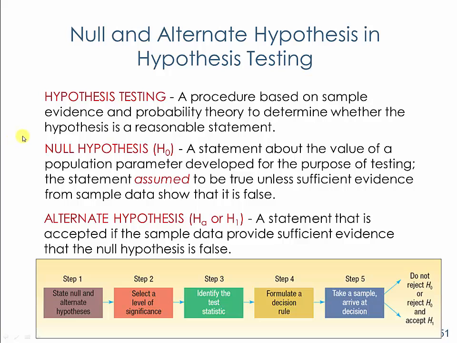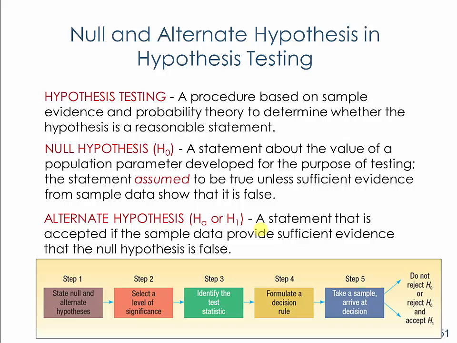We want to say that we think something is going on, or ask how likely it is that something is going on. So a null hypothesis is a statement about the value of a population parameter developed for the purpose of testing. The statement is assumed to be true unless sufficient evidence from sample data shows that it is false. In other words, the null hypothesis is what we're trying to nullify. The way to think about it is that the null hypothesis is when we think that nothing is going on, and we're trying to say that we think something is going on, which leads us to our alternate hypothesis. The alternate hypothesis is a statement that is accepted if the sample data provides sufficient evidence that the null hypothesis is false.